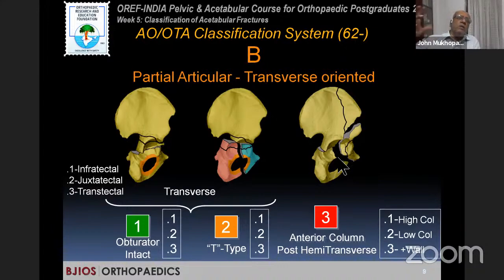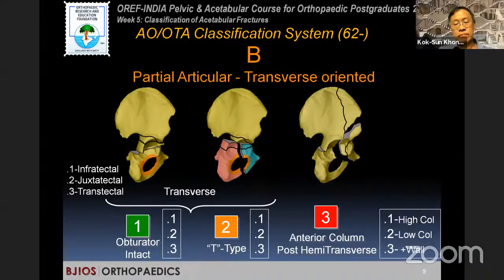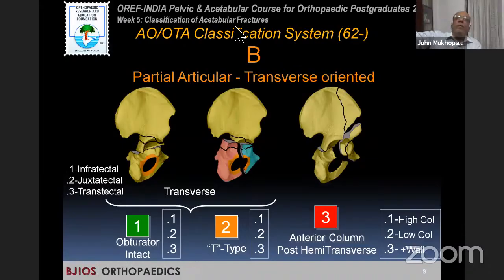Yeah, absolutely. And there are two other things that you need to look at. One is which way the head is following. So in an anterior column hemitransverse, the head is usually displacing with the anterior part of the fracture, okay? So that's the other thing to look at. And also the anterior fracture in an anterior column hemitransverse tends to be more comminuted than the posterior one, while it's the other way around in the T-type fracture. So these are the few things that you need to look at, but the fracture line, as you can see, is slightly different in the anterior column and posterior hemitransverse because the anterior column is involved.